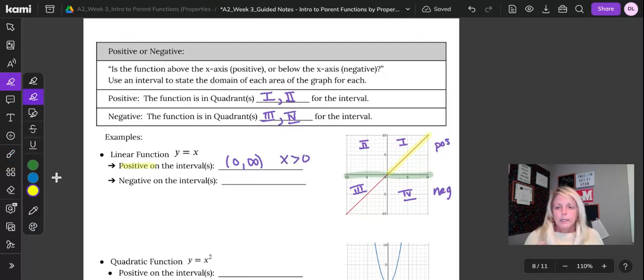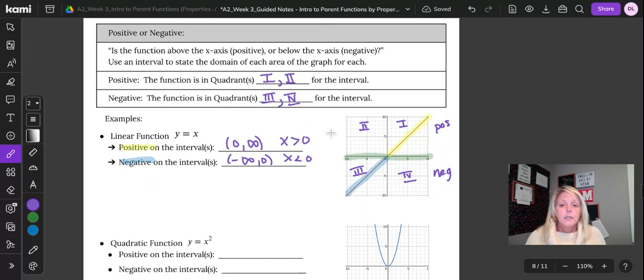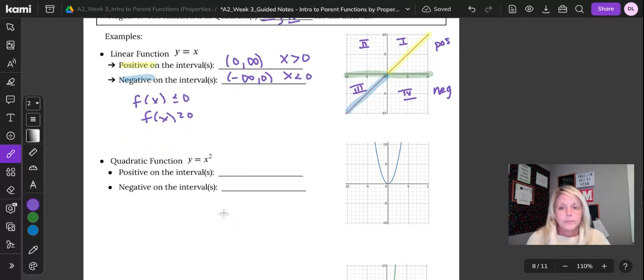Okay, and then negative is going to be where we are below the x-axis. So that's this segment down here, and that would be -infinity to 0, or x is less than 0. And again, be careful, because your Delta Math can ask you when your function is less than or equal to 0, or it could say when your function is greater than or equal to 0. So make sure you're looking at the directions to know if you're including the 0 or not.